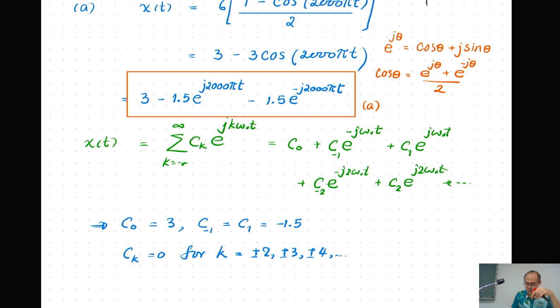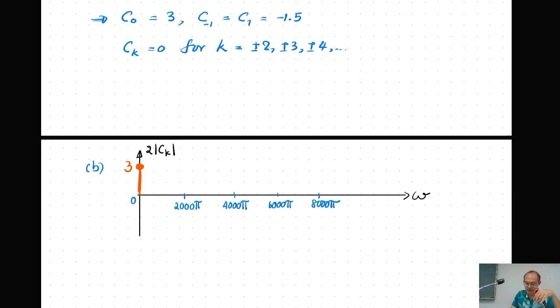What about C1? C1 is also 3, right? This is C1. You may think, hey, there's a negative sign here. How come I say only 3, not negative 3? That's because we have to take the absolute value. We have to take the magnitude, right? So C1 is also 3.